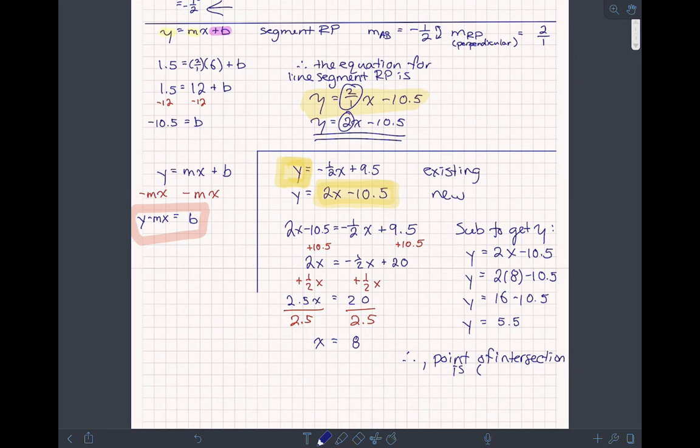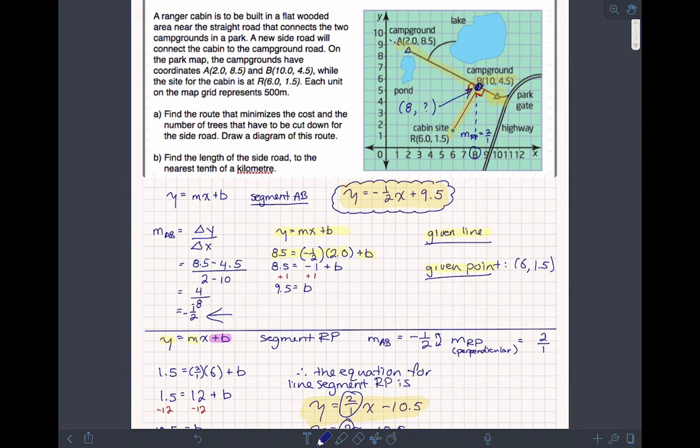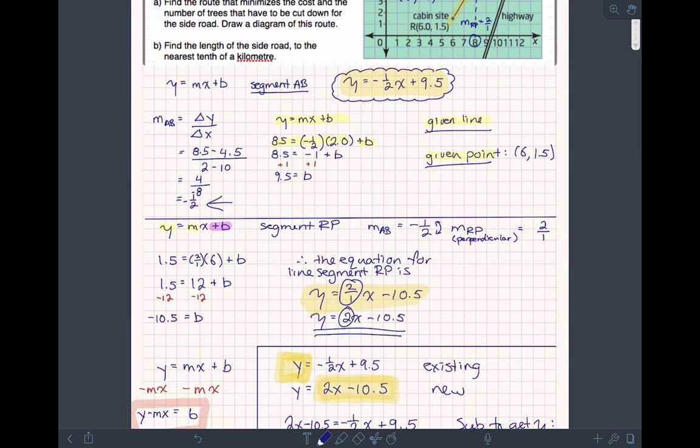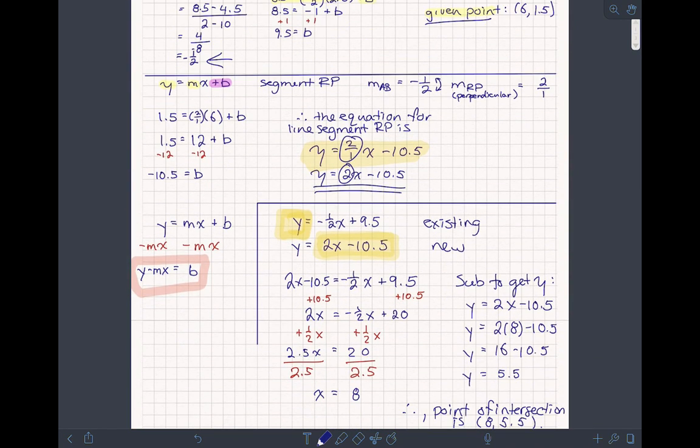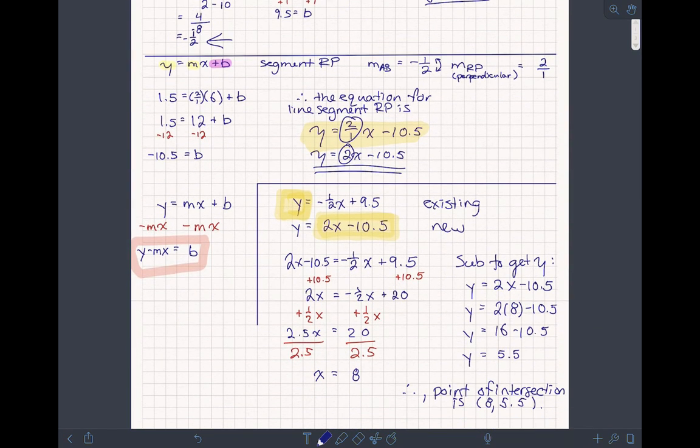So therefore, the point of intersection is 8 and 5.5. And just looking at our diagram up here, if we look carefully, that seems to match up too. Roughly speaking, that point is at about 5.5 on the y-axis. So now we know that that point of intersection is actually right there. So that's how you use mathematics to find the point of intersection. So in the next video, I'm going to explain how we can make this work in code.